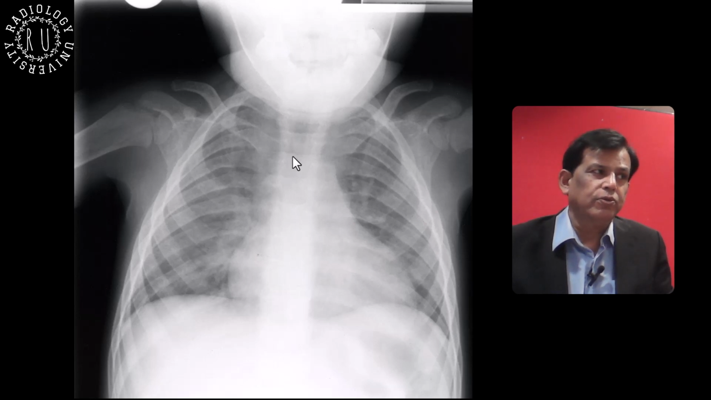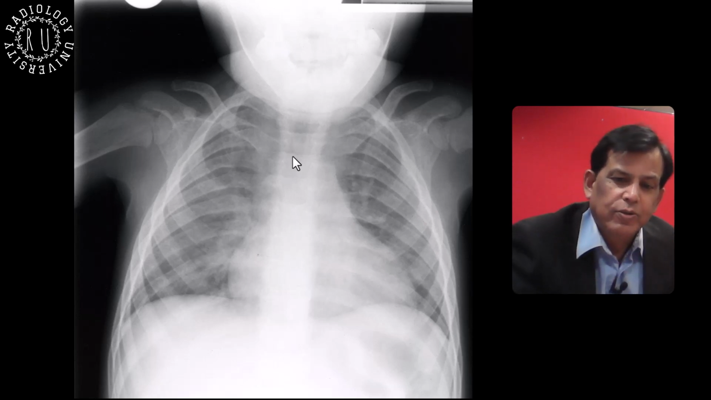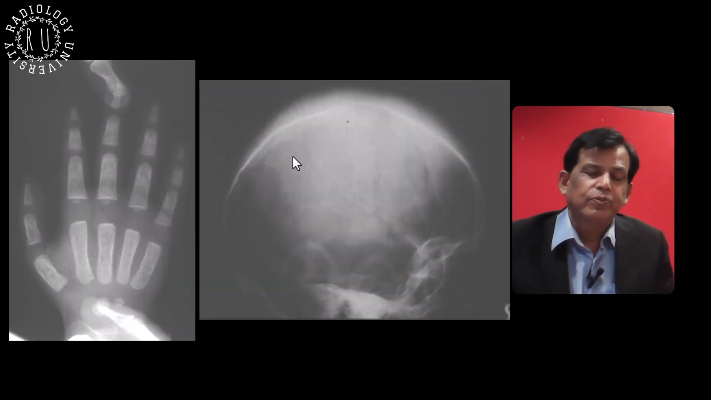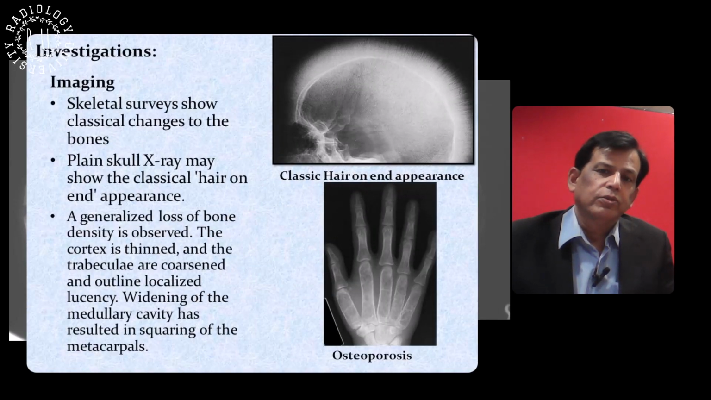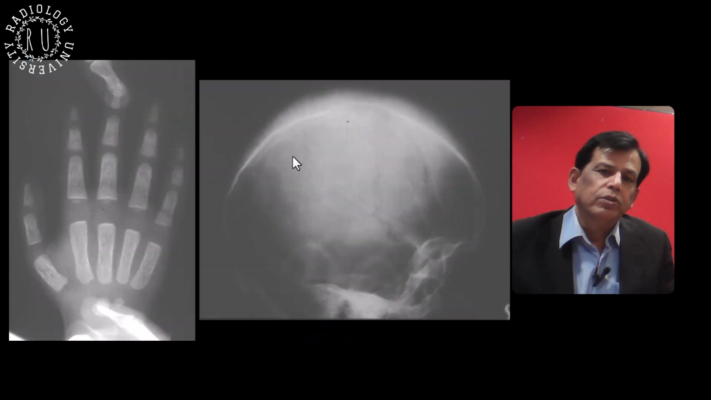Okay. Have you seen this before? Yeah. So this is the hair on end appearance, and the metaphyseal widening, the same as in the rib. And the bone density is slightly increased, implying marrow expansion.